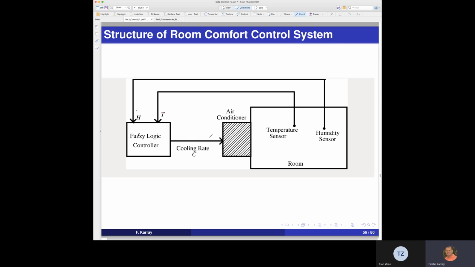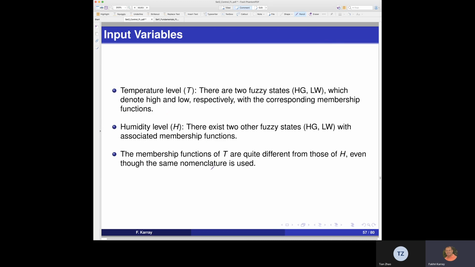The cooling rate is going to be generated here, and this cooling rate C is going to go to the air conditioner. So the air conditioner is going to be the one that generates cool air or hot air using this fuzzy logic controller. This fuzzy logic controller requires fuzzification of the humidity and the temperature, and it's going to be defuzzified to provide the cooling rate for the air conditioner system.